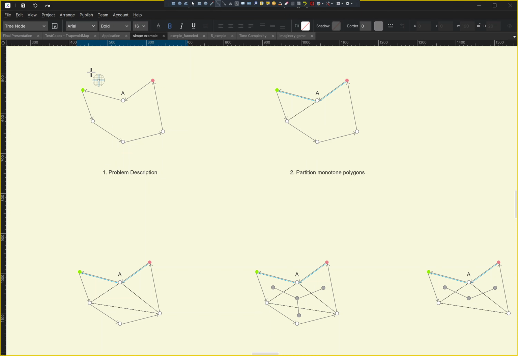Let's consider directly connecting the start point to the end point this way. This path is sure to be the shortest, but it is outside the polygon, so it's invalid. So let's try another way. Can we start from the start point and move to an intermediate point, and from the intermediate point, get to the end point? So let's try this way.